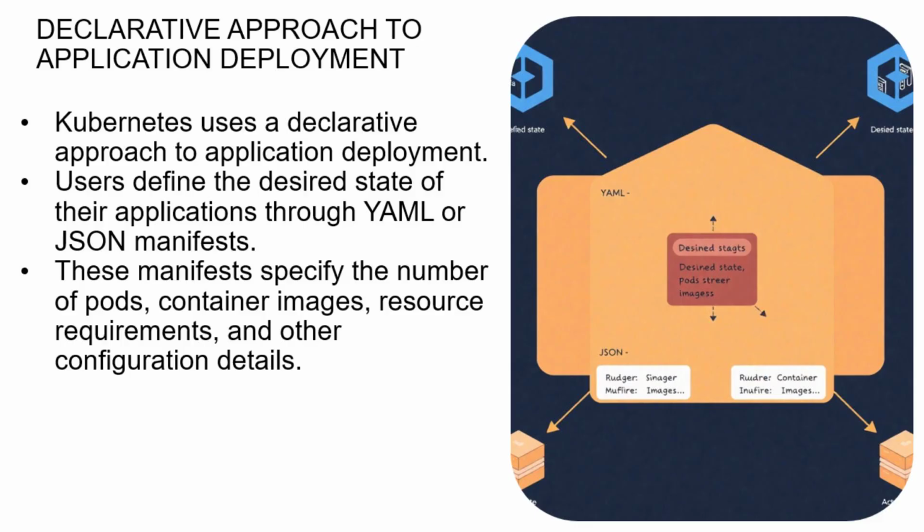Kubernetes provides a declarative approach to application deployment. Users define the desired state of their applications through YAML or JSON files, known as manifests. These manifests describe the desired number of pods, the container images, resource requirements, and other configuration details. Kubernetes then ensures that the actual state matches the desired state.